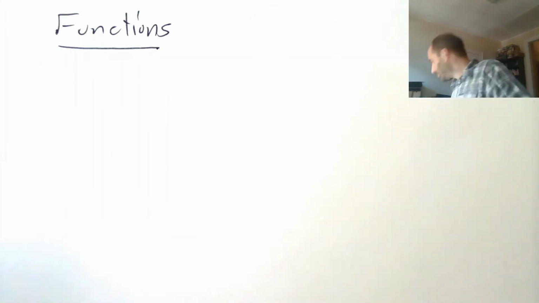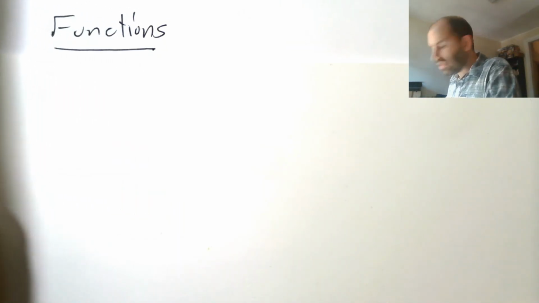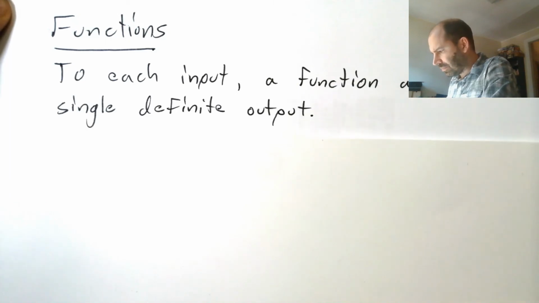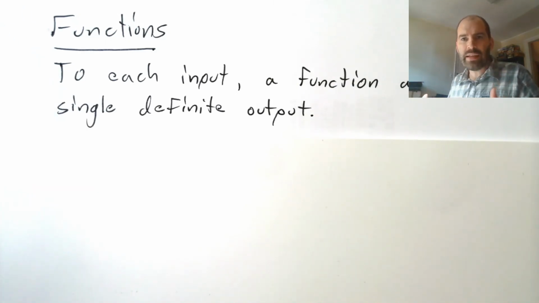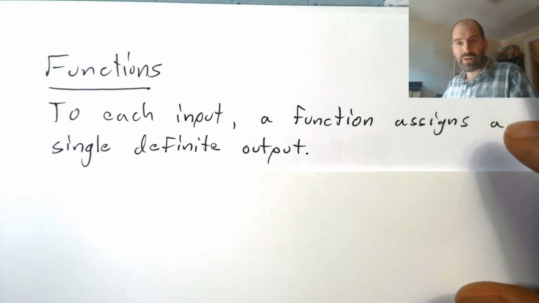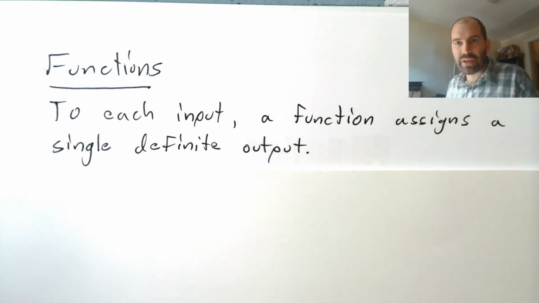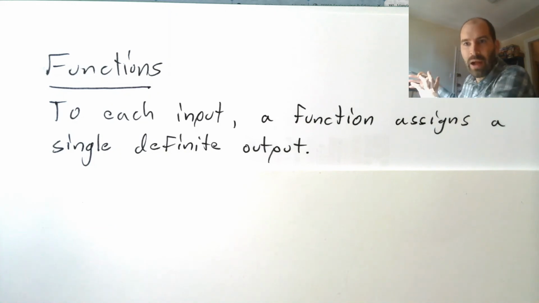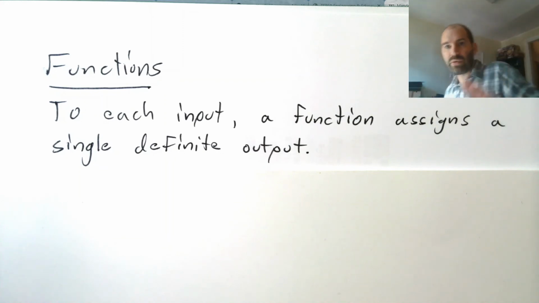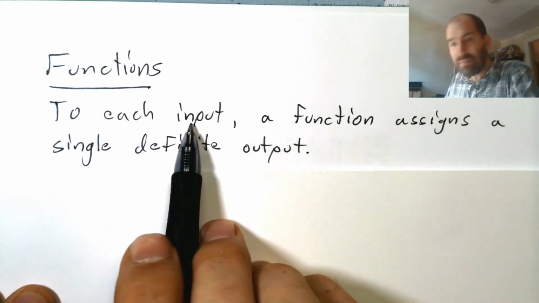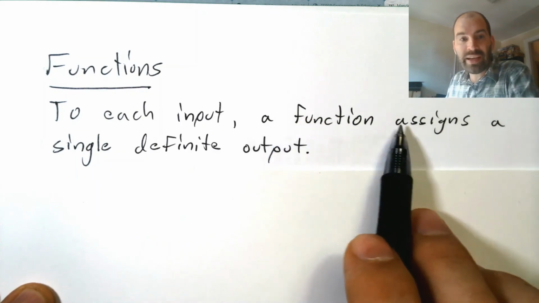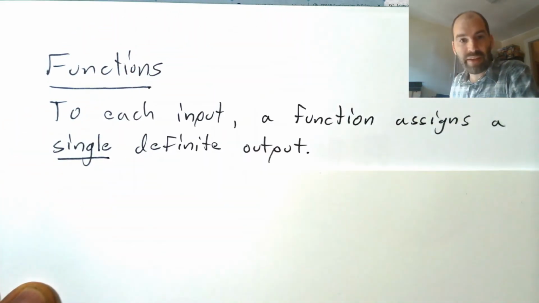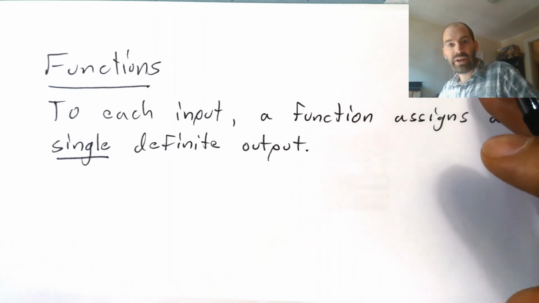Okay, so functions are ways of assigning an output to inputs. So you're going to take an input, the function is going to do something to it and transform it and spit out an output. And the important thing to remember here is that to each input, a function assigns a single definite output. And that word single, we're going to see, is very important.